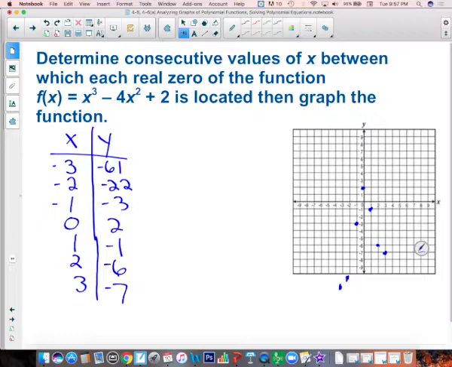If I draw what I have right now, it's going to be way down there. It's going to come up here, and it's going to start to curve, and it kind of starts to turn a little bit. When you see that, you're going to have to do more points.